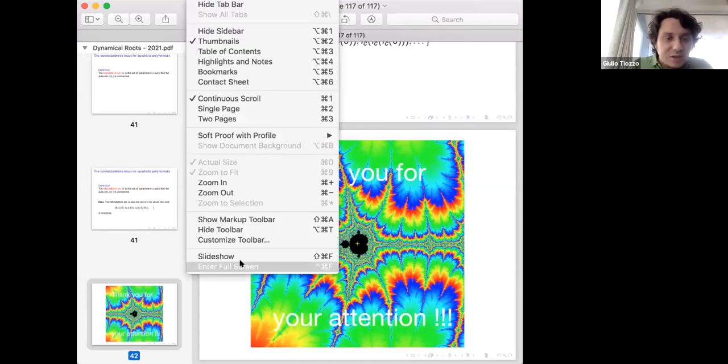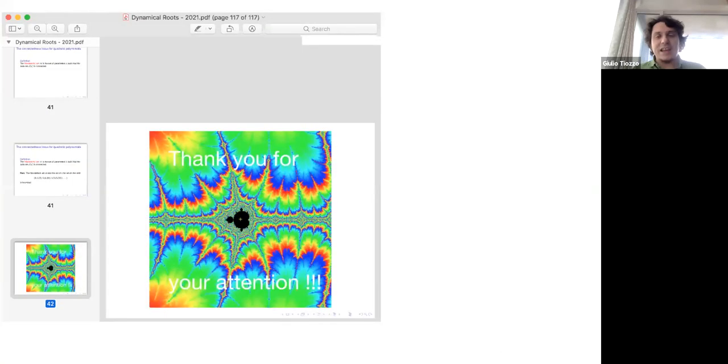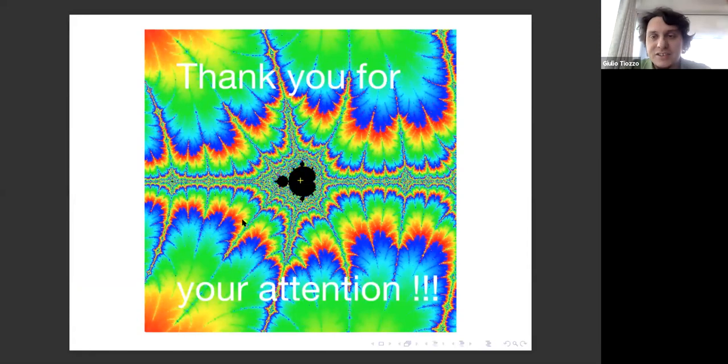And so I think, since we are towards the end of the lecture, I might leave you with this interesting zoom image of one of these baby Mandelbrots.